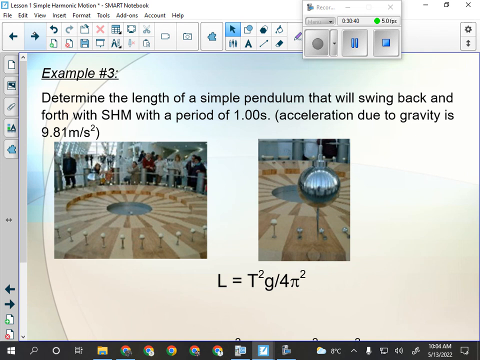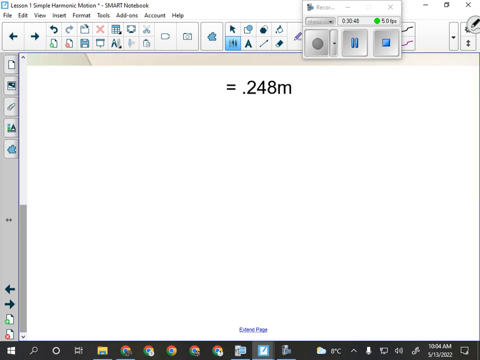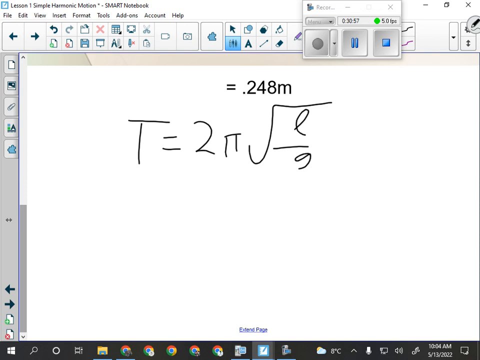Oh wait, I put the formula on, I forgot it. Didn't even see that. Okay, so if we're manipulating this, let's just walk through the manipulation. There it is. So T equals 2 pi root L over g. So if I'm looking for L, which is what I'm looking for in this question, the first thing I have to do is square everything.